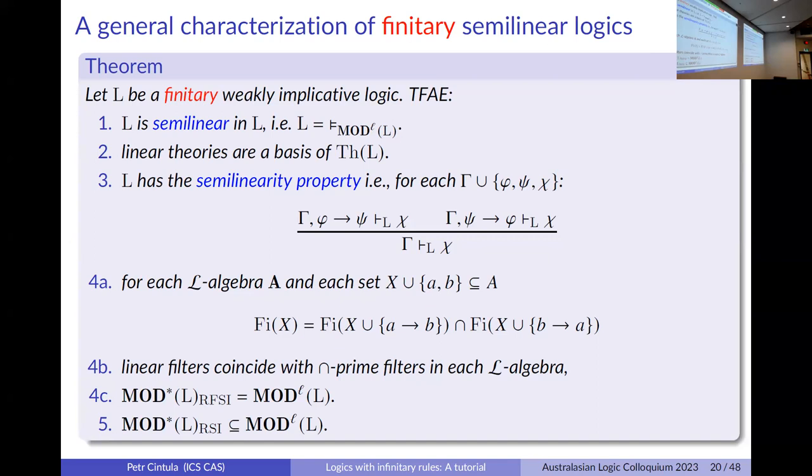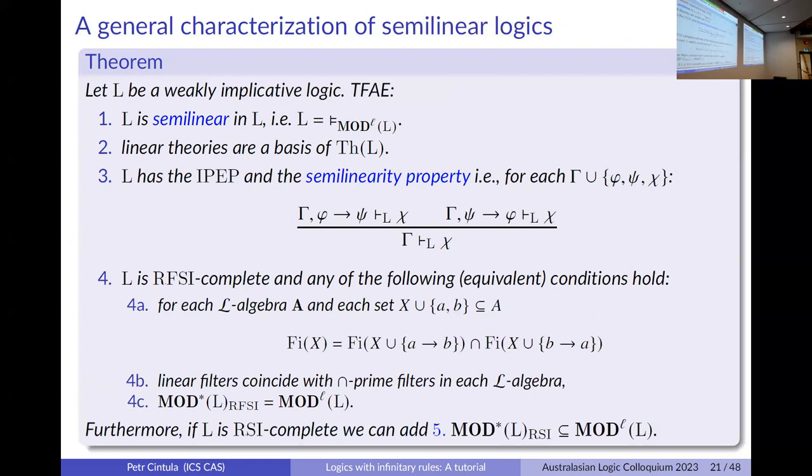Now how will it work in the more general setting? So the equivalence of the first two things is still the same. This is always the case. But to get some linearity, you will always get some linearity. In any semilinear logic, you get some linearity property. But to go back, you don't need finitarity, you need IPEP. So the IPEP is a necessary and sufficient condition for equivalence of semilinearity and the semilinear property. So actually, that's nice because it also tells you that all semilinear logics have IPEP.